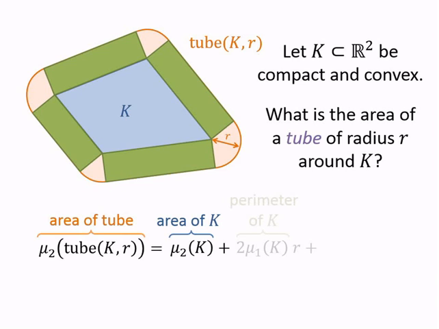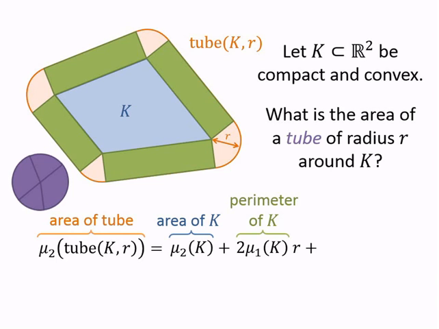mu1 is half the perimeter, because it's normalized in a particular way. So 2 mu1 is the perimeter, and then I multiply that times r. So this is the area of the green rectangles. And then what's left? Well, I have these sectors of the circle in purple, and I notice that, in fact, if I put them together, they are actually a whole circle.